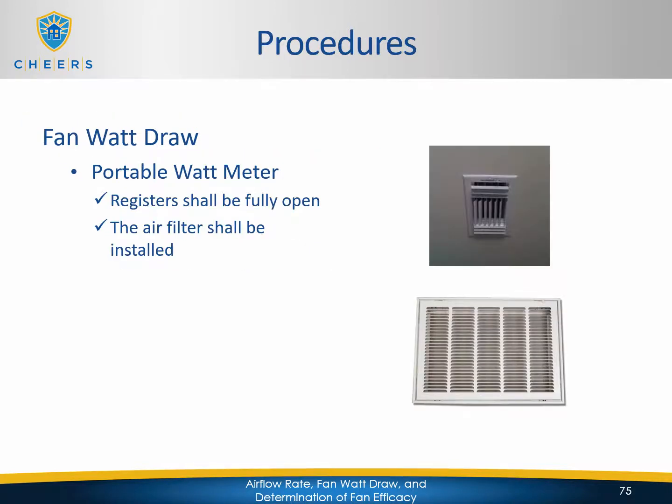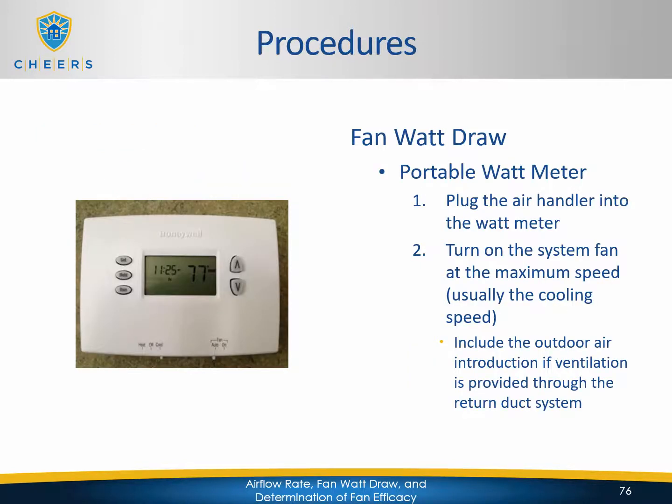When taking the reading with the portable watt meter, first you want to have the registers fully open, and the air filter shall be installed. You want to turn on the system fan at the maximum speed, which is usually the cooling speed as previously described. Include the outdoor air introduction if the ventilation is provided through the return duct system. So if you have a CFI ventilation system, like we talked about previously, where you have a fresh air vent coming into the HVAC system, you want to have that working and coming in properly in operating conditions.